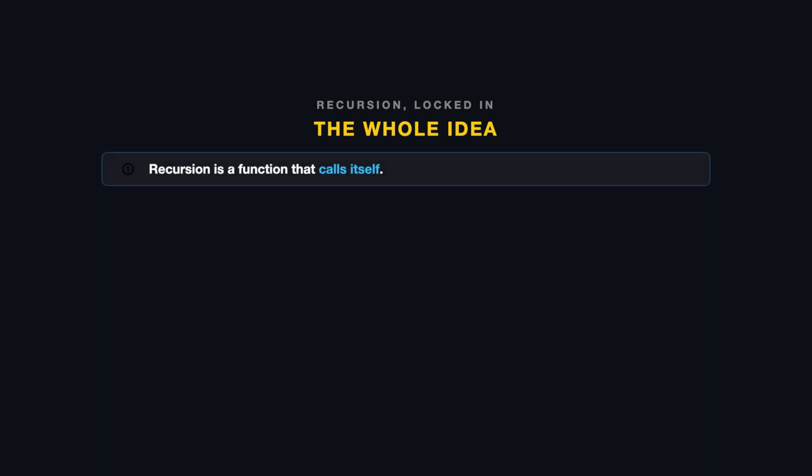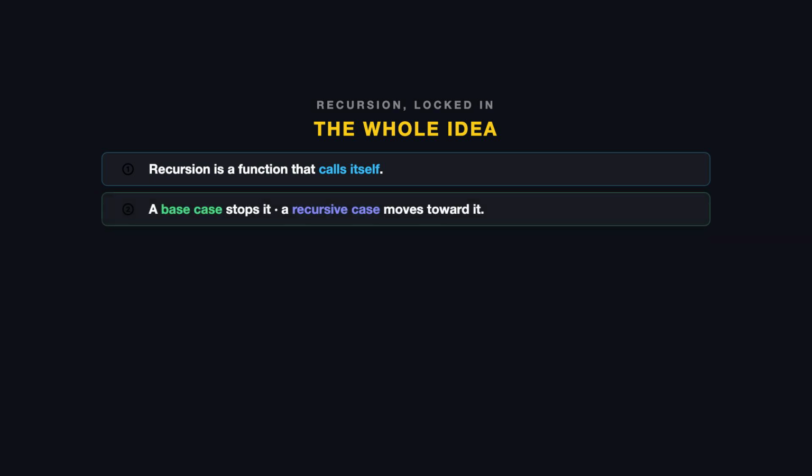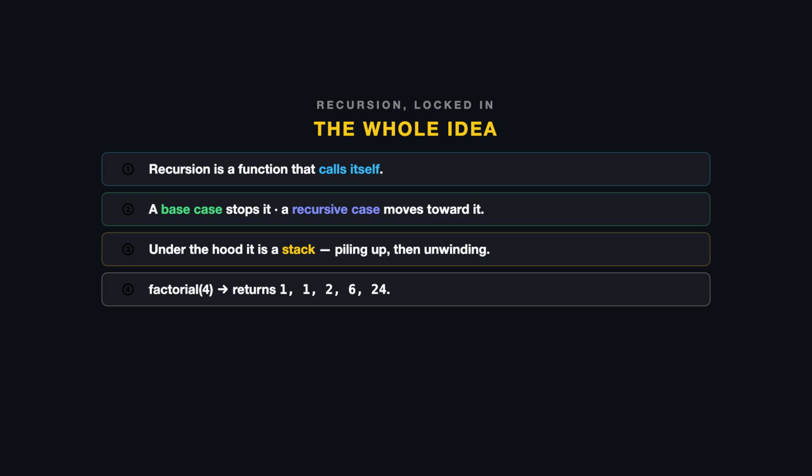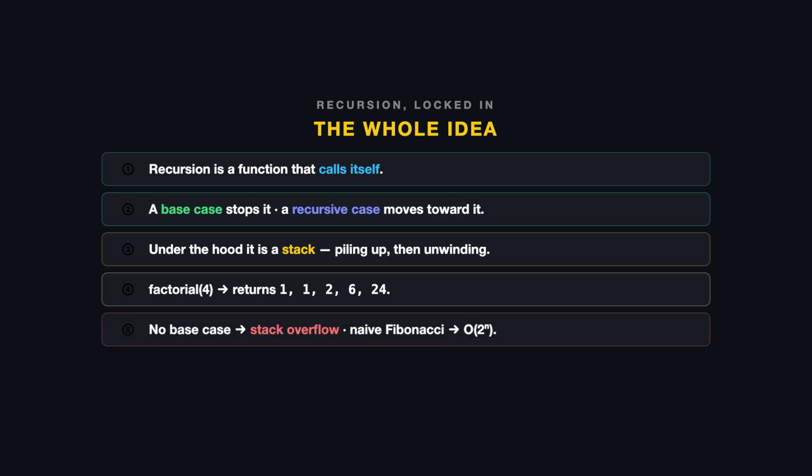Let us lock it in. Recursion is a function that calls itself. It needs 2 things, always. A base case that stops it. And a recursive case that moves toward that base case, one smaller step at a time. Under the hood, it is a stack. Calls pile up as you go deeper, down to the base case. Then the answers unwind back up. Factorial of 4, 1, 1, 2, 6, 24.